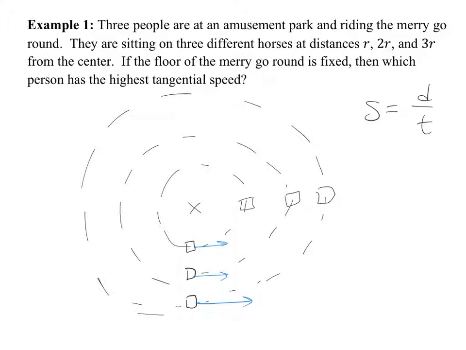So if the time is the same for all of them, but the outer one travels a lot further, the outer one is moving the fastest. So S3 would be greater than S2, which is greater than S1. Okay?